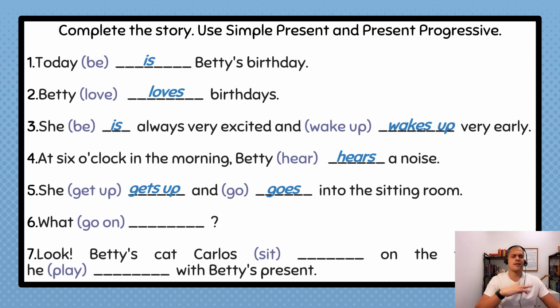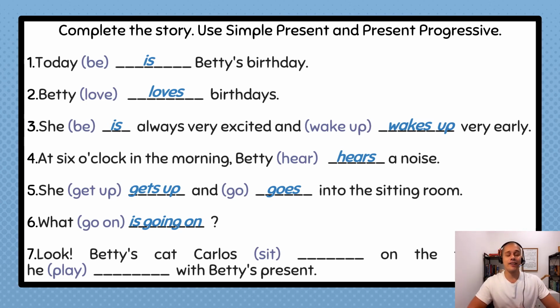In number six, she asks a question. So what's happening? I'm asking about something that is going on right now. So I'm going to use present continuous because I want to know what is happening now. So what is going on? What's going on? We are giving class. Okay.